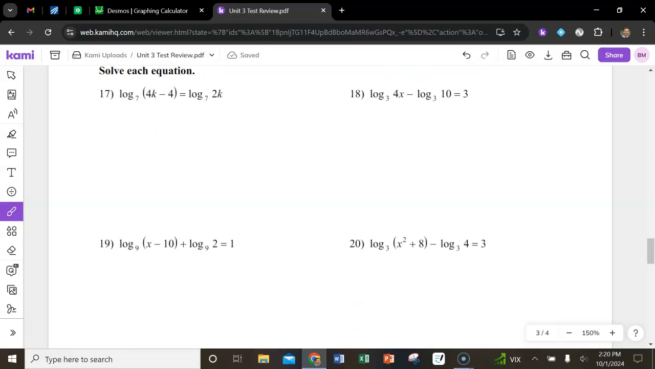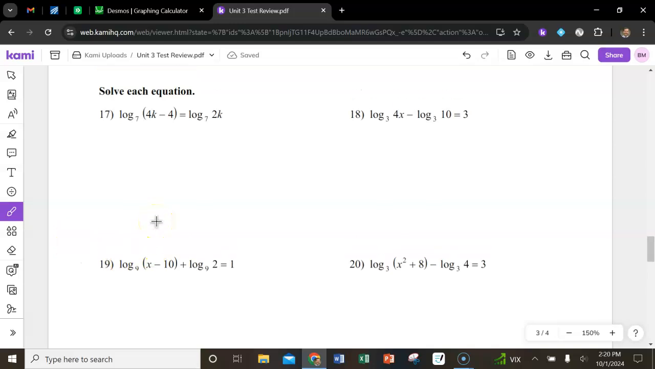17 through 20, you're doing log equations. We're going to essentially do the opposite. We're going to go back to exponential equation. On 17, I've got a shortcut. If both sides are log of the same base, I can just ignore that. I can solve 4k minus 4 equals 2k and solve that for k. That only works if both sides of the equation are just a single log of that same base. I can't do that on 18, 19, or 20. I don't have any logs on the right side on any of those, so I can't do that.